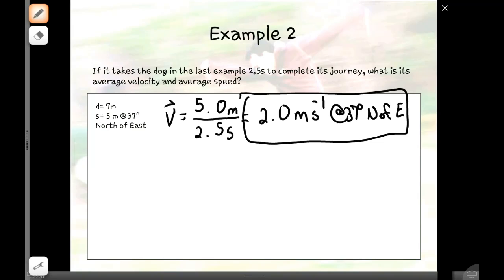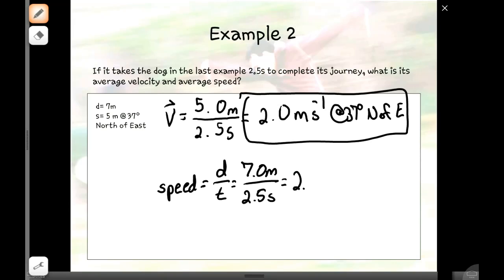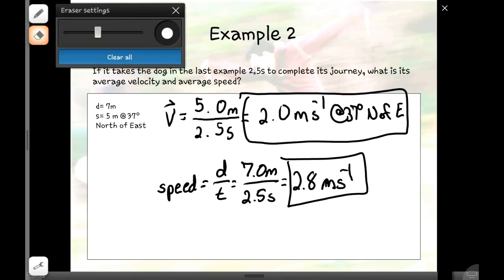Now his average speed, on the other hand, is going to be distance divided by time. And so the distance that he traveled was 7.0 meters, and the time is 2.5 seconds. And so his speed, on the other hand, is 2.8 meters per second, and it is a scalar quantity, so I do not need to include the direction. Okay, let's move on.